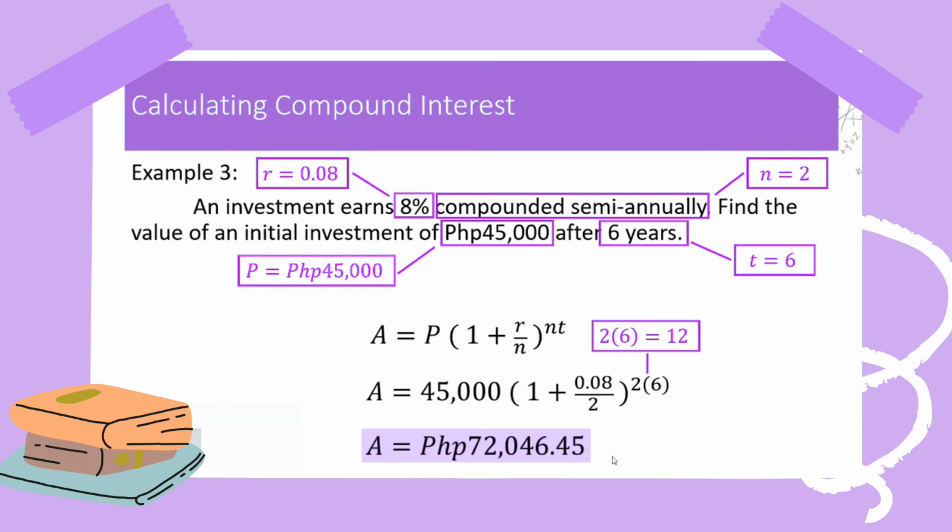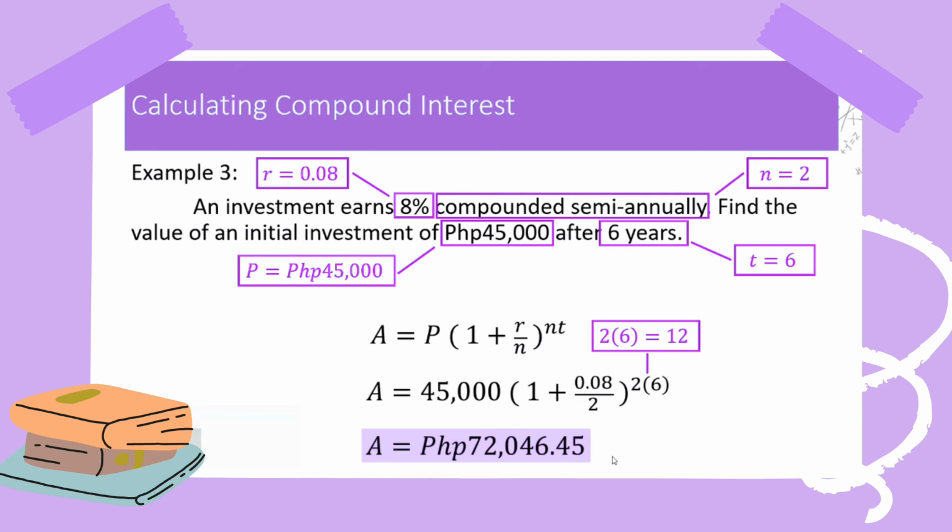So, let's list down all the given values. P is equals to 45,000 pesos. This is the principal or starting amount. R is equals to 8% or 0.08, the annual interest rate. T is equal to 6, the time period. Since it's compounded semi-annually, ibig sabihin 2 beses kada taon ang pag-compute ng interest. So, N is equals to 2.